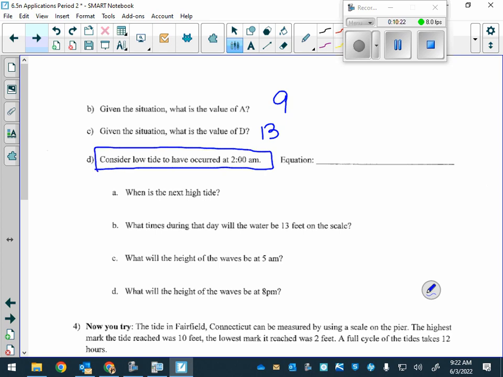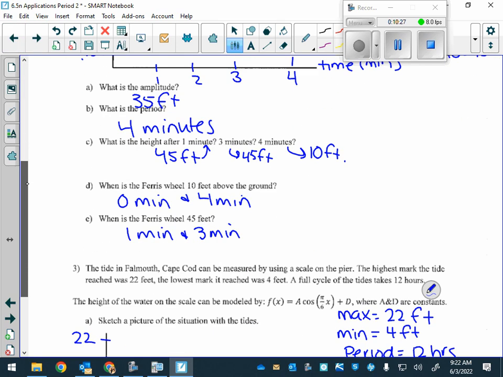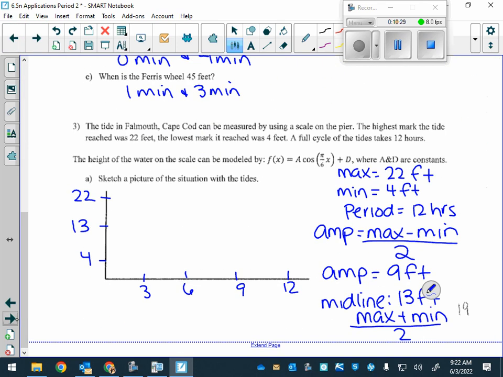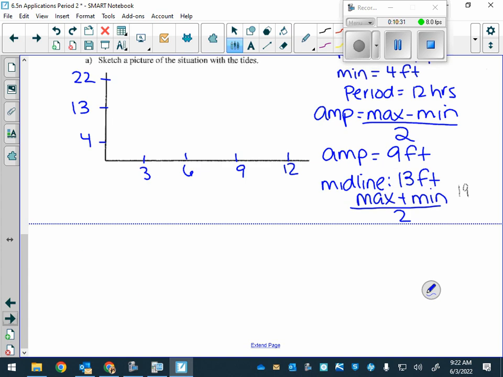Consider low tide to have occurred at 2 a.m. So if we go back, consider low tide to occur at 2 a.m. So I'm using my y-axis as my starting point. If low tide occurs at 2 a.m., which value would it be? No, the minimum is 4. It would be 4, because that's where it says, if you read the description, low tide is 4.